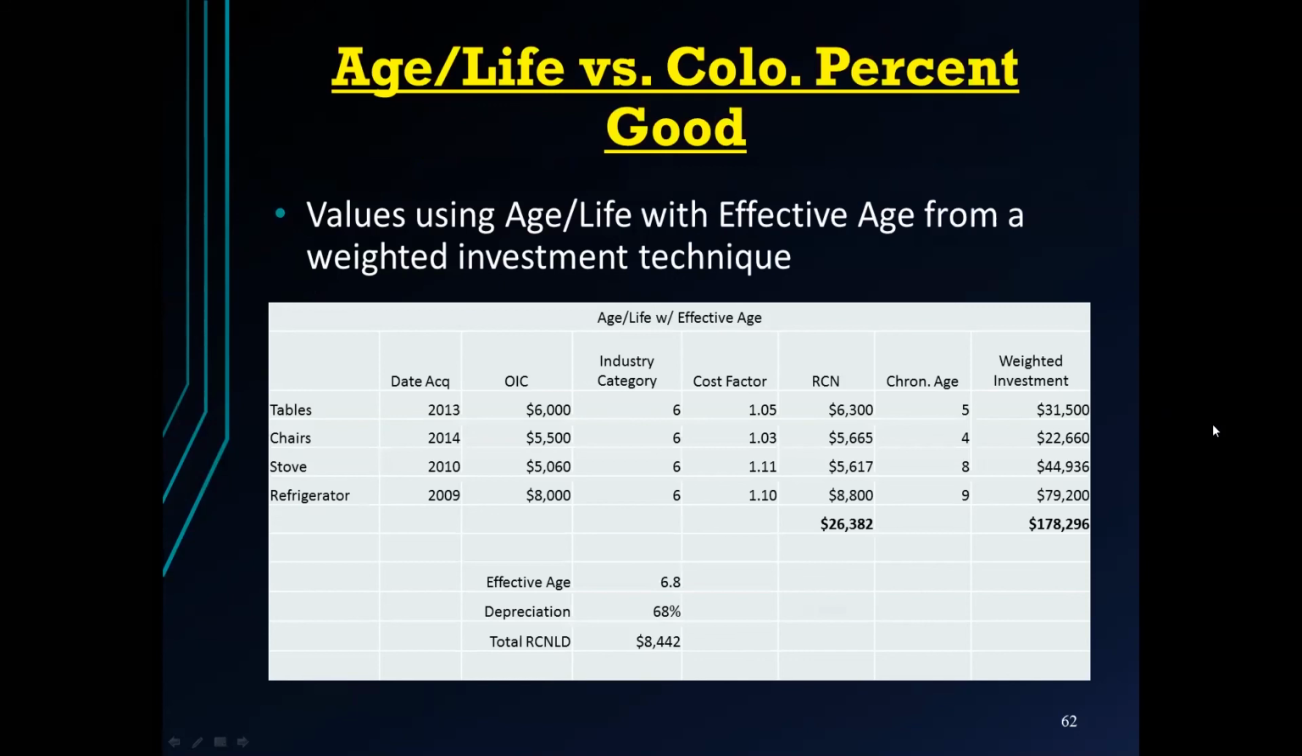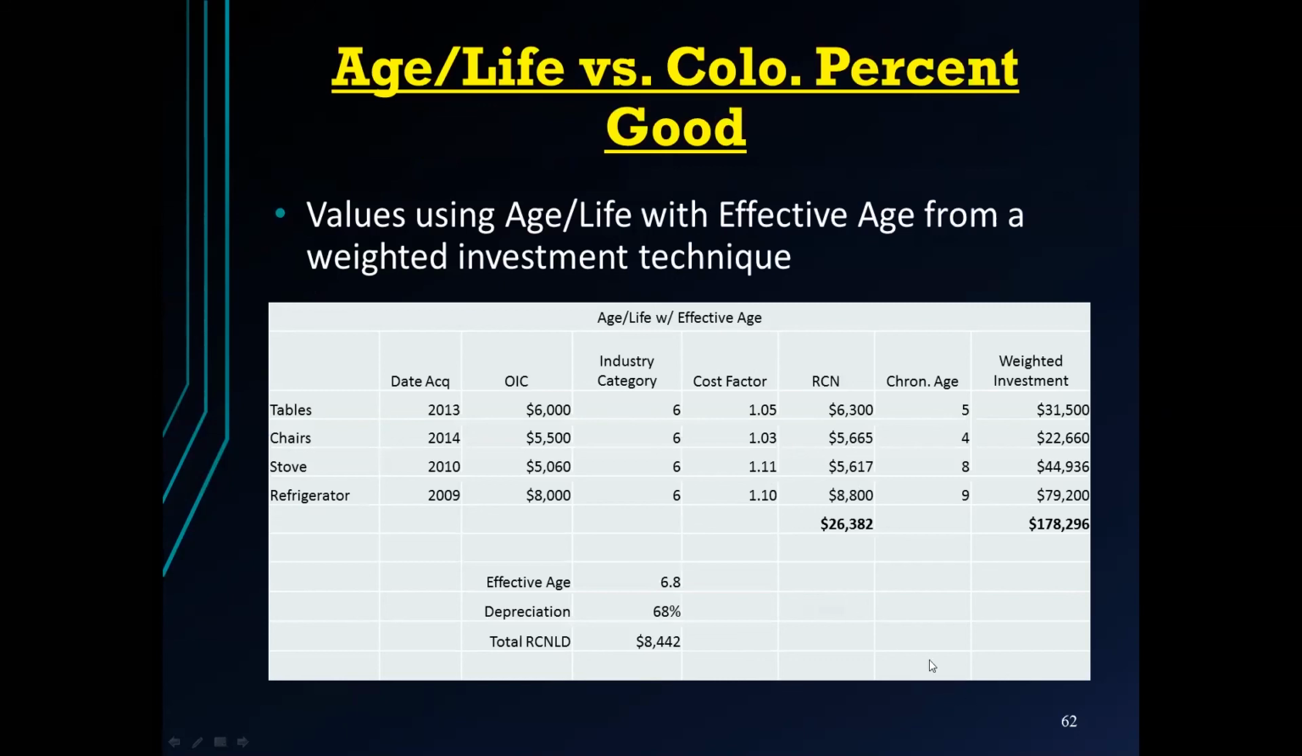You can, and we'll show the comparison here in a second. So let's look at those 4 assets we talked about: tables, chairs, stove, refrigerator. Okay, these are just made up acquisition dates, made up original installed cost. It doesn't really matter. For our tables, they all happen to be in industry category 6 because it's restaurant type property. These would be our cost factors. We're not going to talk about cost estimation, but you get to your RCN, which is your replacement or reproduction cost new. This is what's going to be different from our tables.